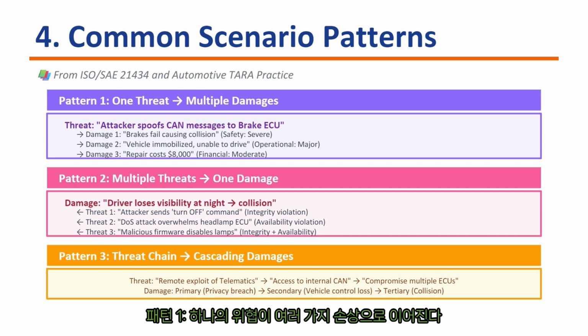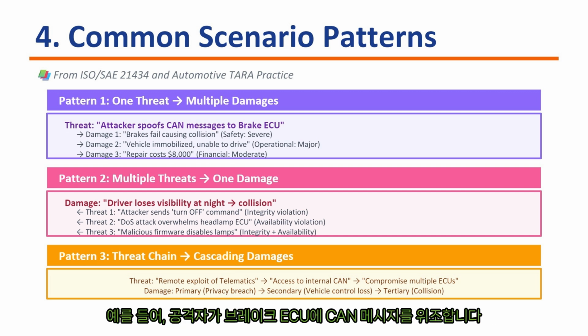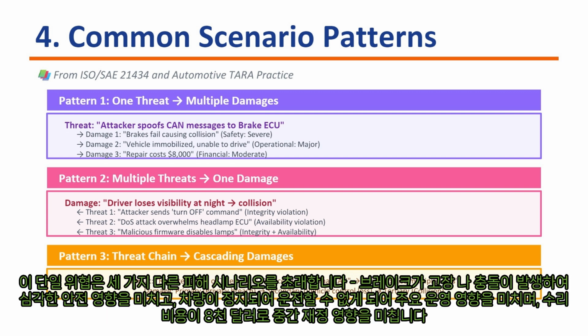Pattern 1. One threat leads to multiple damages. For example, an attacker spoofs CAN messages to the brake ECU. This single threat causes three different damage scenarios. Brakes fail, causing collision with severe safety impact. Vehicle is immobilized and unable to drive with major operational impact. And repair costs $8,000 with moderate financial impact.